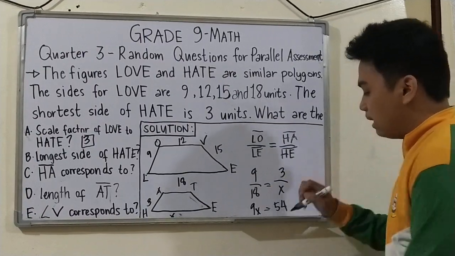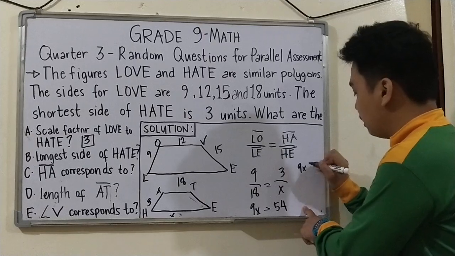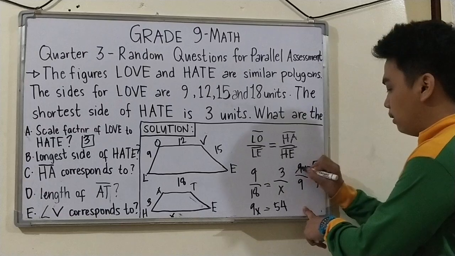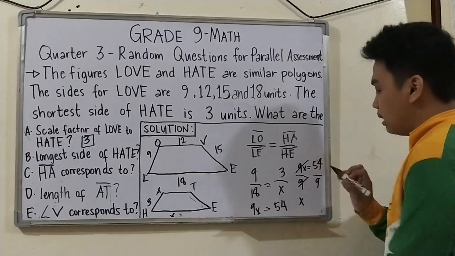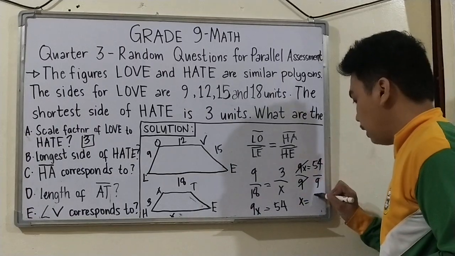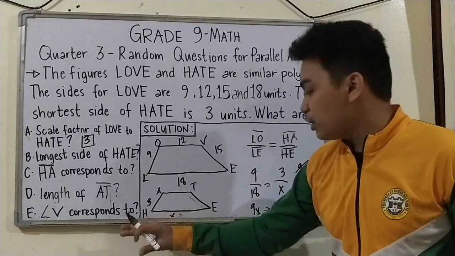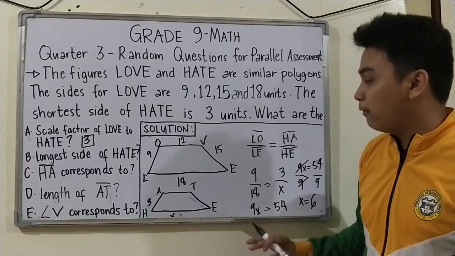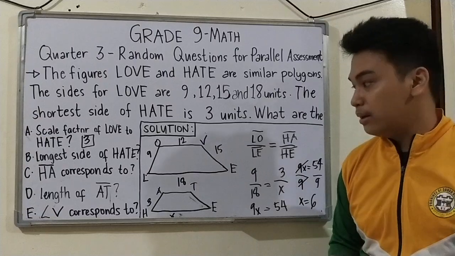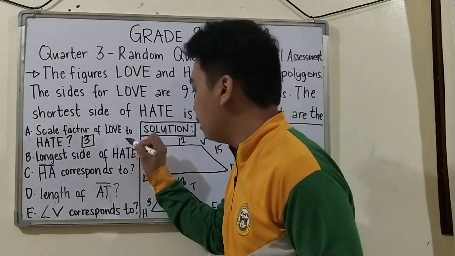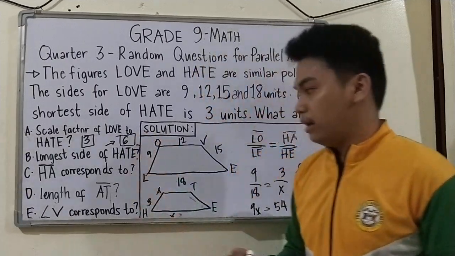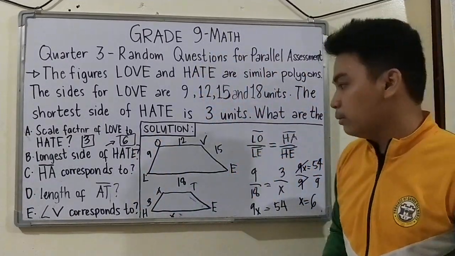So we have 9x equals 54. Dividing both sides by 9, so 9 will be cancelled out. So that means x is equal to 54 divided by 9, and that is equal to 6. That means that the side HE, or the longest side of the polygon height, is equal to 6. Okay, 6 units. So that means the answer for letter B is 6. Okay, so now let us proceed to the third item.